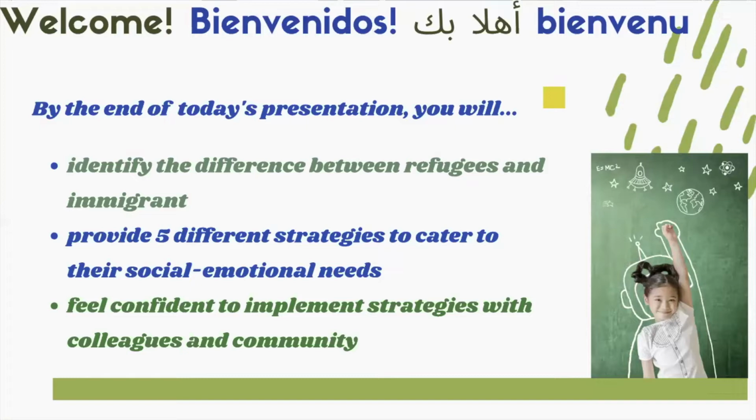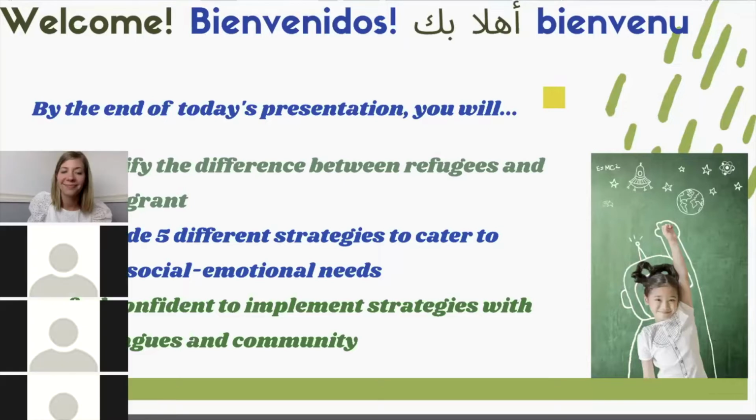Let me know, you can either unmute yourself and share, or in the chat, let me know what are the students that you're working with. What population do you work with the most? Are you seeing an increase of refugees in your area? So from where? Let me know in the chat, or you can just share.